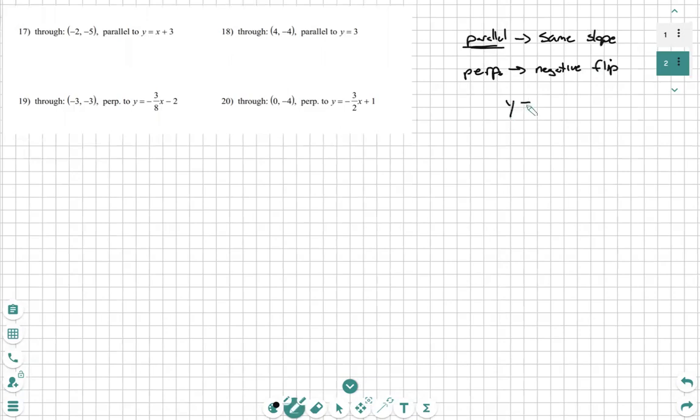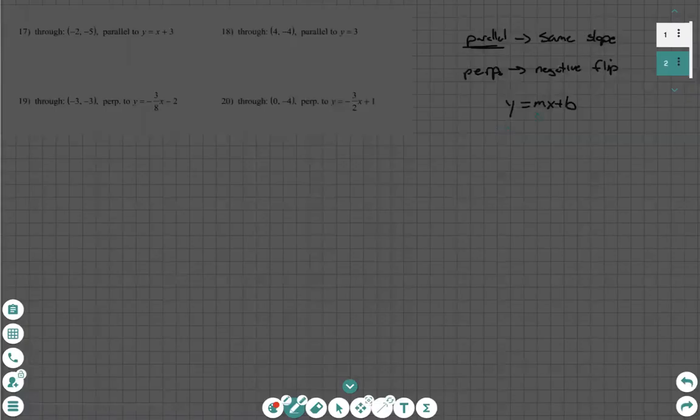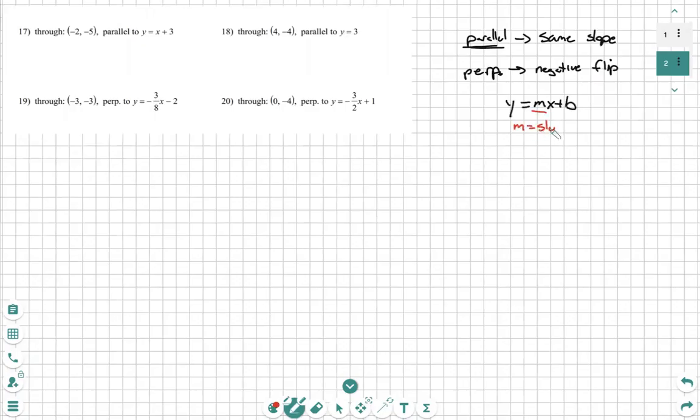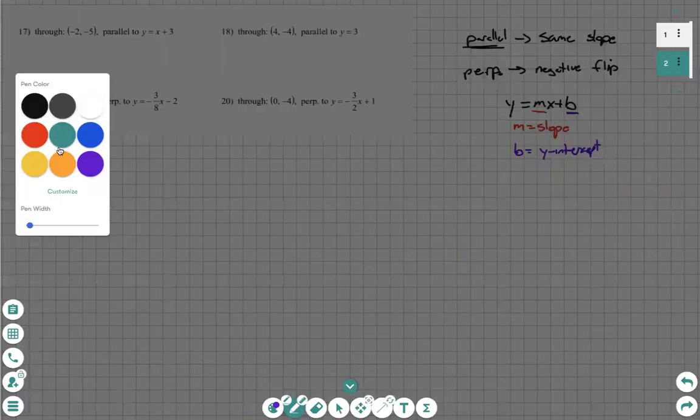And then we're going to write the final equation or answer in y equals mx plus b, where m is my slope, as we've gone over before, and b is my y-intercept. So let's start with number 17.